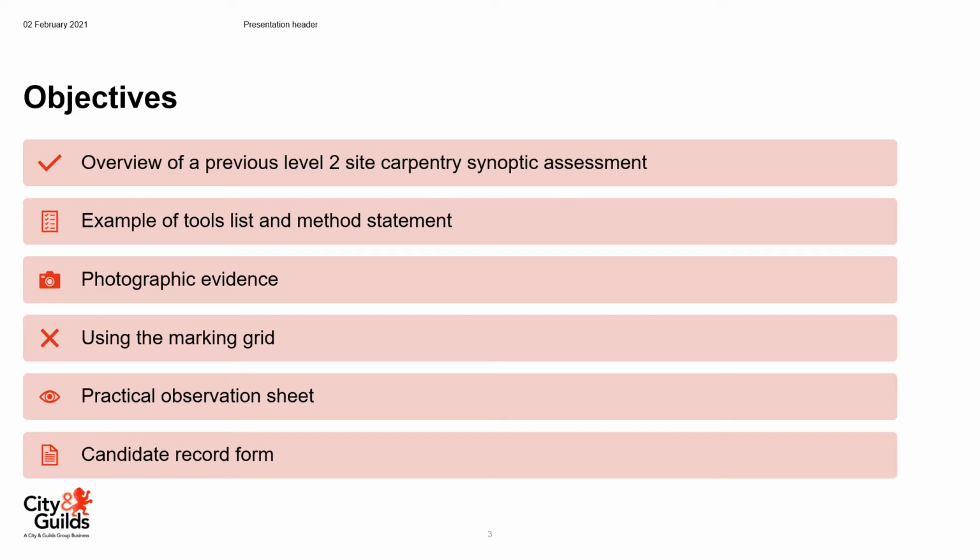So the slides we'll be looking at today will be an overview of a previous level 2 Site Carpentry synoptic assessment, an example of a candidate's to-do list and a method statement, a look at the quality of the photographic evidence that is required, how to use the marking grid, an example of a completed practical observation sheet, and an example of a candidate record form.